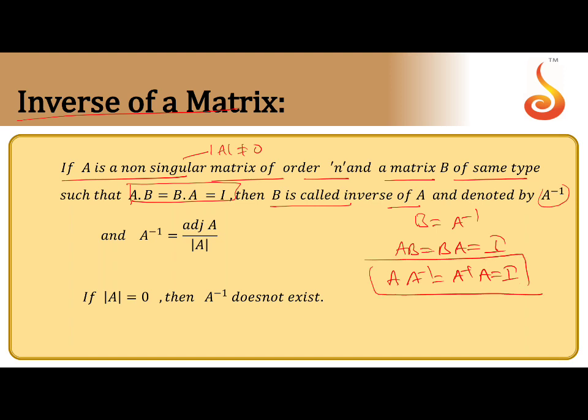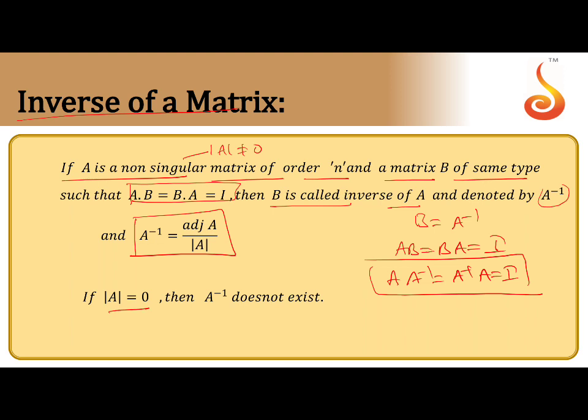And also sometimes using this one as a property. Just keep in mind. Now how to find A inverse? A inverse can be found using adjoint A by det A. So that means if det A is not equal to 0, the inverse exists. The inverse of a matrix is defined as 1 by det A into adjoint A.